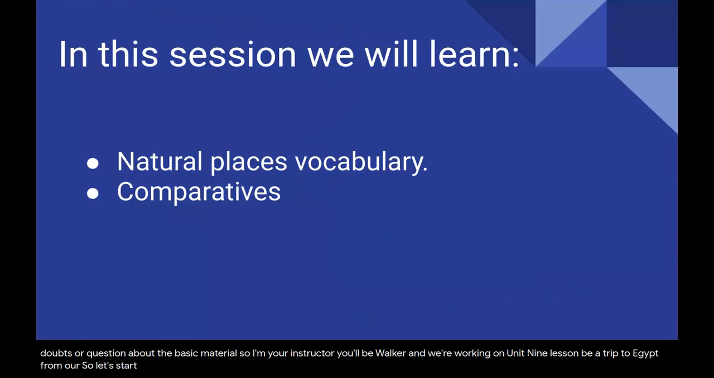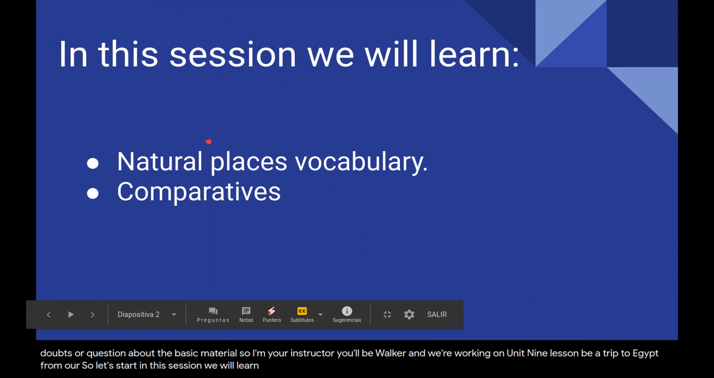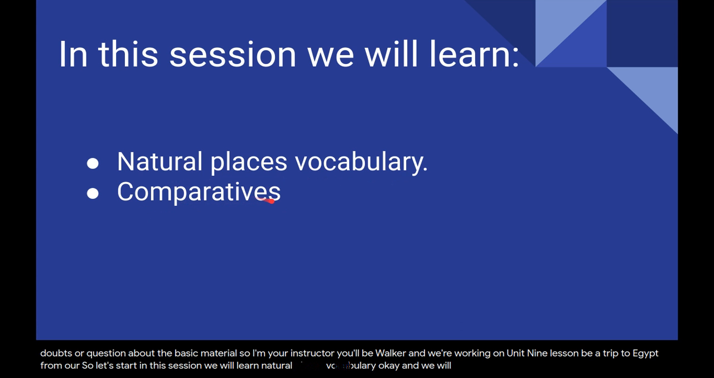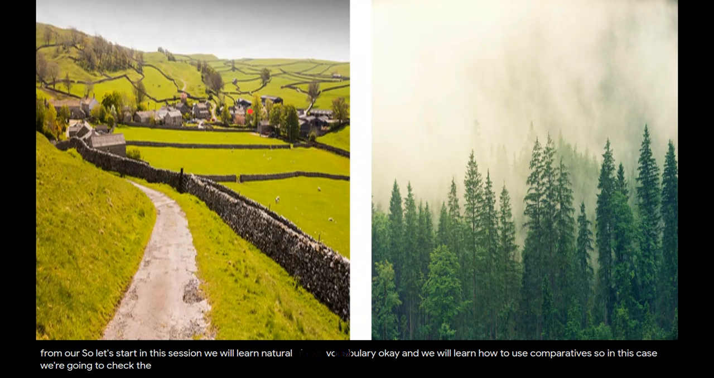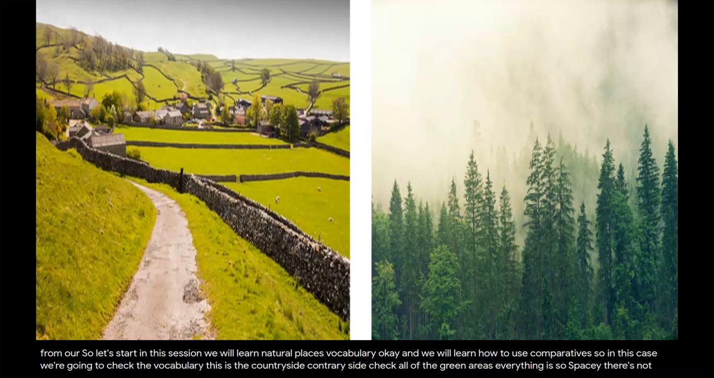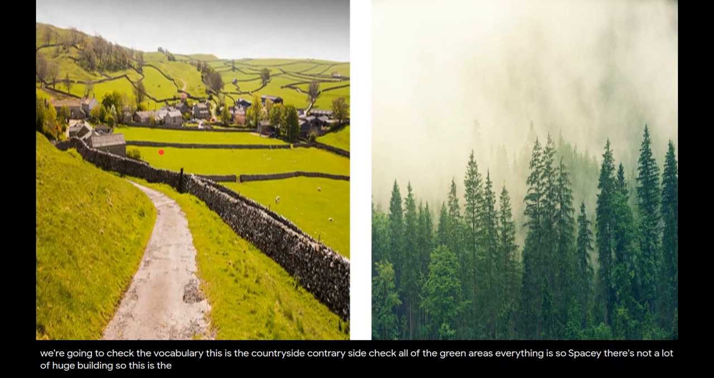So let's start. In this session, we will learn natural places vocabulary, okay? And we will learn how to use comparatives. So in this case, we're going to check the vocabulary. This is the countryside. Countryside, check. All of the green areas, everything is so spacey. There's not a lot of huge buildings. So this is the countryside. Okay, many people enjoy living in the countryside. Many people enjoy going to the countryside to visit.